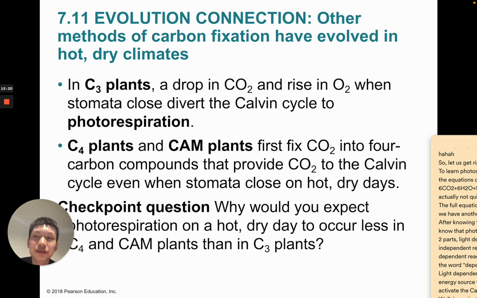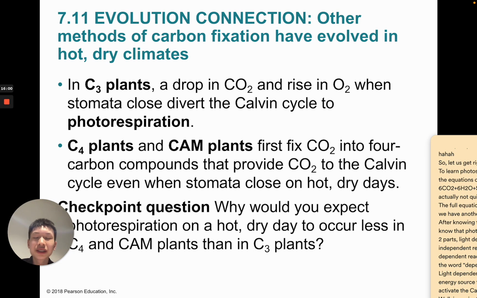Now the last part of knowledge is in the last part of the chapter. We have C3 plants, C4 plants, and CAM plants. The C3 plants are just the normal plants we see, most of them. Rice, some of the majority of the flowers, yes. C3 plants just act like normal plants. They have breathing holes on their leaves called stomata. They breathe during the day, and they just do the process I mentioned before.